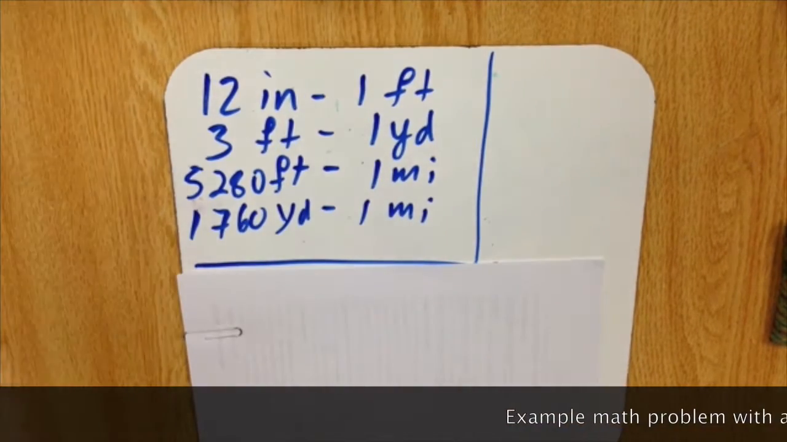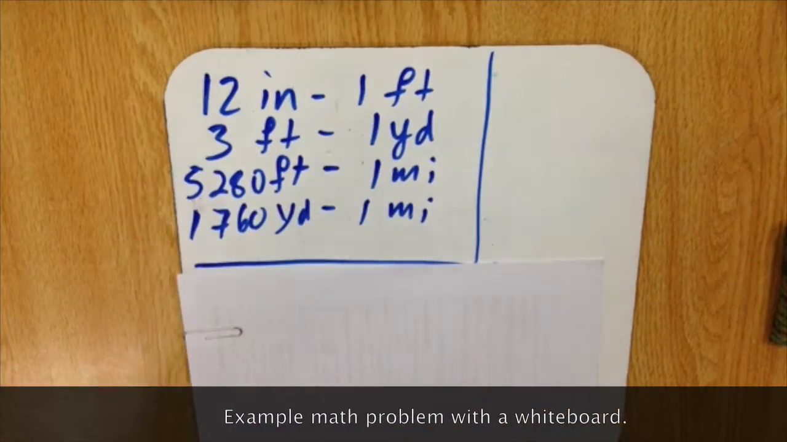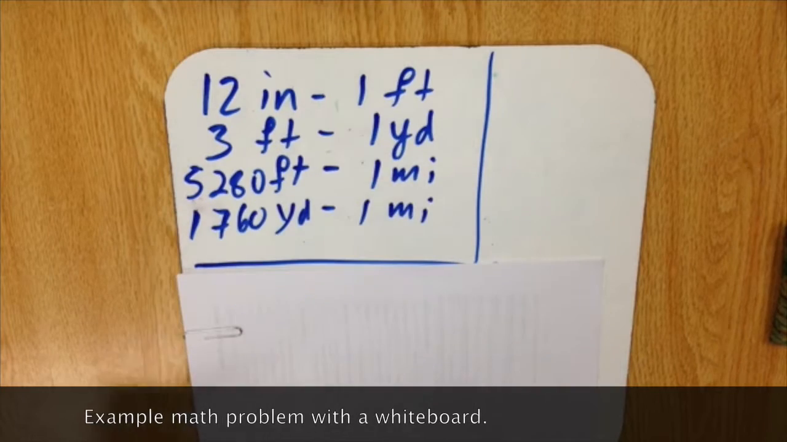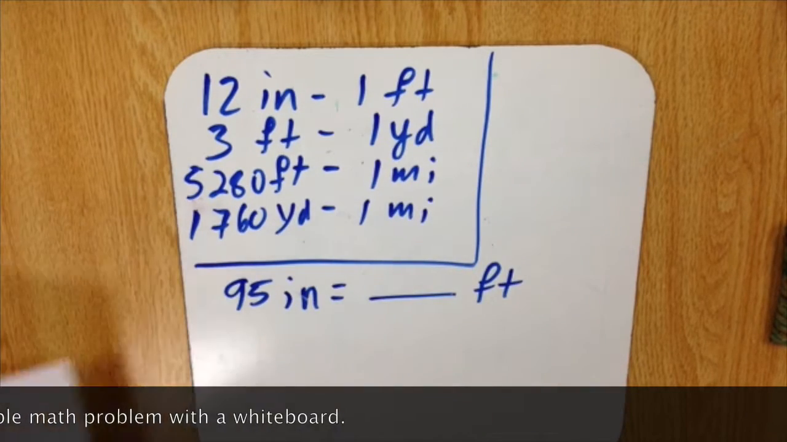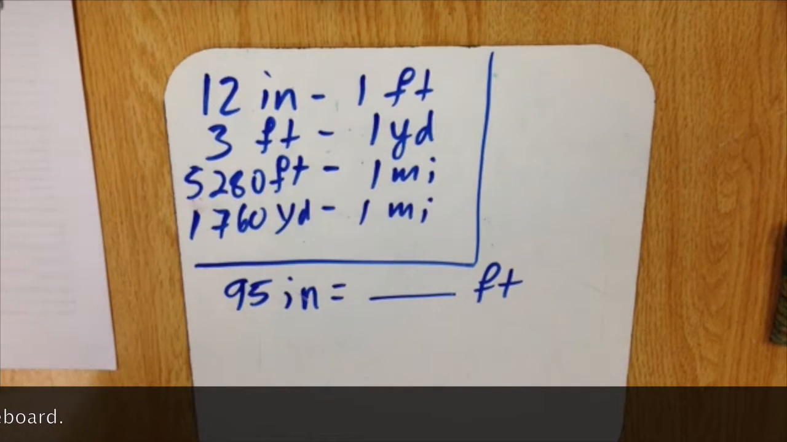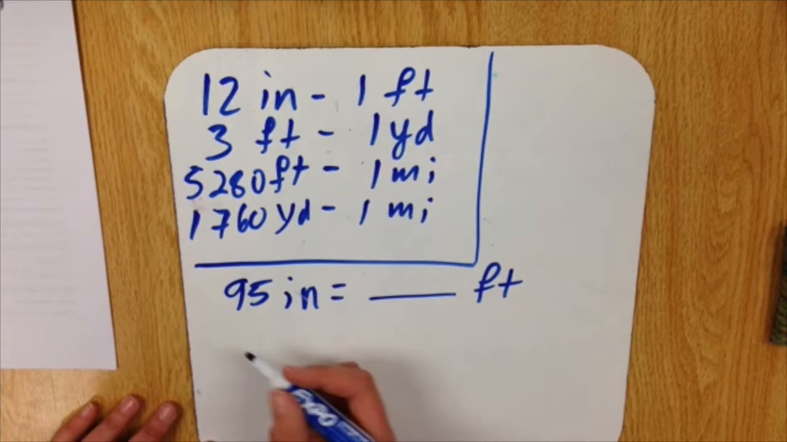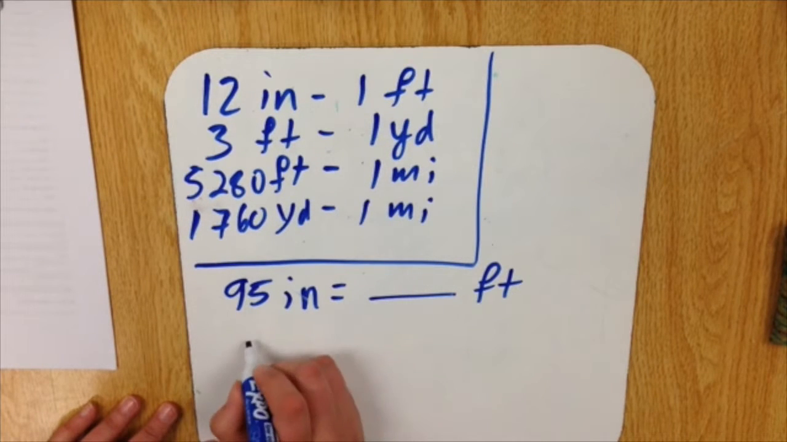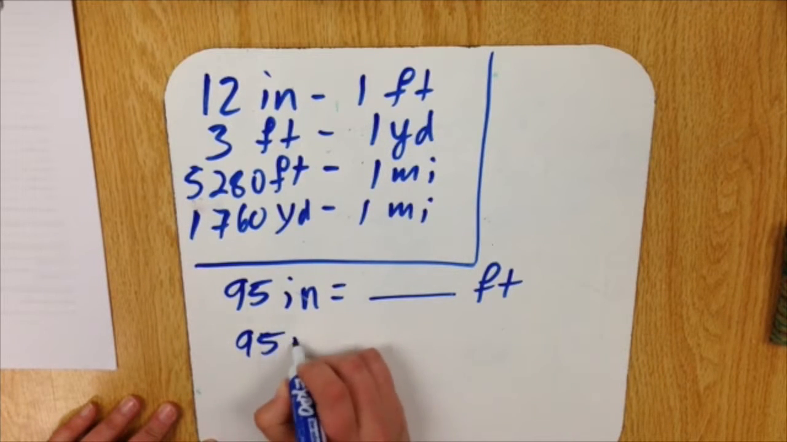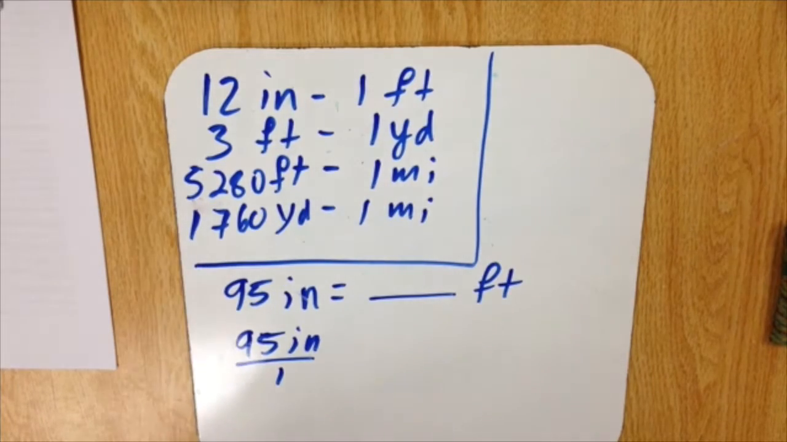All right, so with our conversion factors, these would be our setup that's almost always going to be at the top of your assignment for a conversion factor. So let's say that I have 95 inches and I want to turn it into feet. In order to do that, I have to figure out what the conversion factor is. So I'm always going to start with what I have, which is 95 inches. And I'm going to put it over 1 because let's face it, every number really exists over 1.